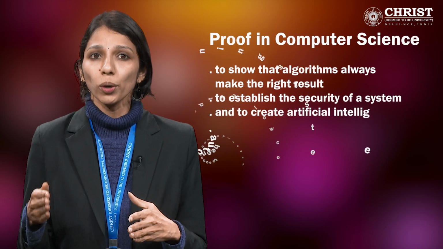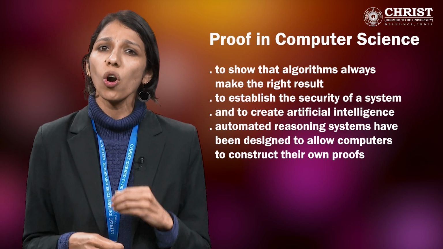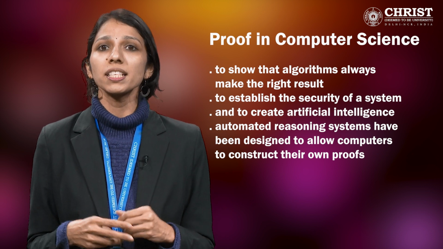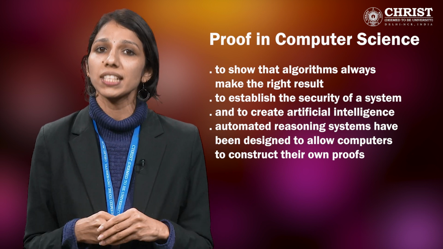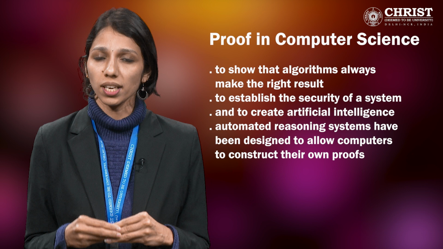Everyone knows that proofs are essential throughout mathematics, but many people find it surprising how important proofs are in computer science. Proofs are used to verify that computer programs produce the correct output for all possible input values, to show that algorithms always make the right result, to establish the security of a system, and to create artificial intelligence. Furthermore, automated reasoning systems have been designed to allow computers to construct their own proofs. In this section, we will explain what makes a correct mathematical argument and introduce tools to construct these arguments.